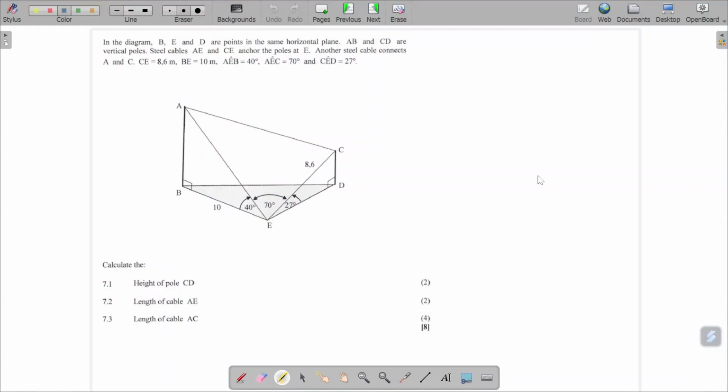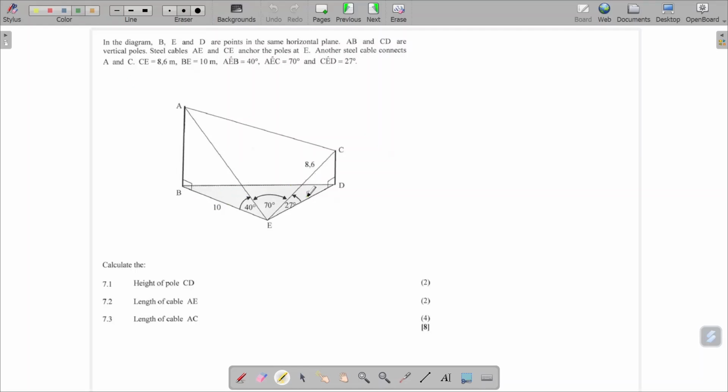But again, it might be possible that your printout doesn't show the shading clearly like that, for example. So what becomes really, really important in this topic is the reading of the text. B, E, and D are points in the same horizontal plane. They are on the ground. So for me, I would read that B, E, and D are on the ground.